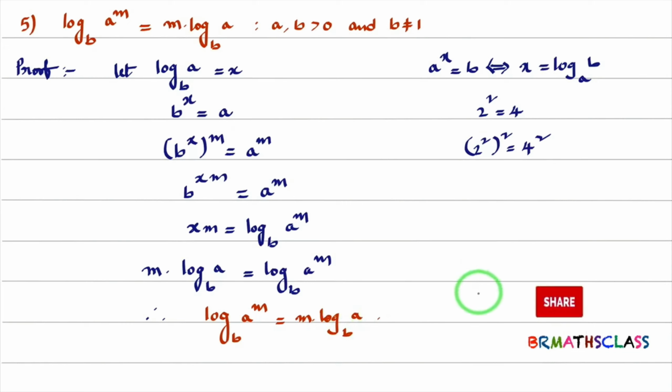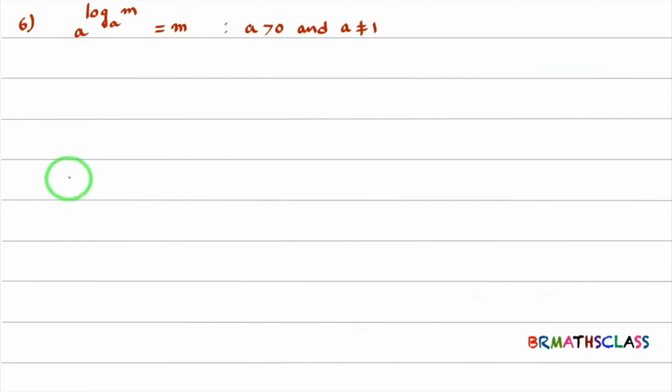Now we will see the proof of the sixth property. You see the sixth property: a power log m base a is m. A power log m base a is m.